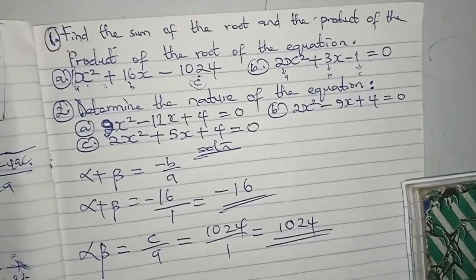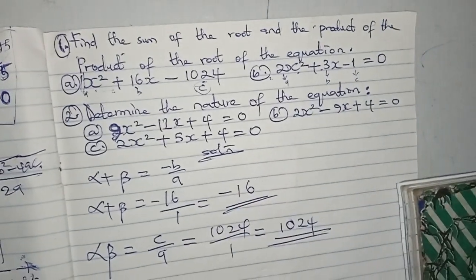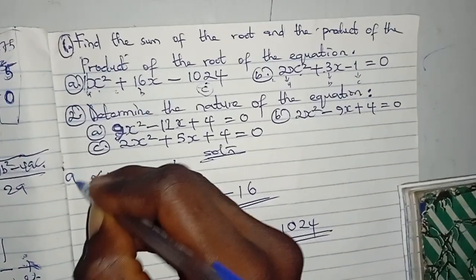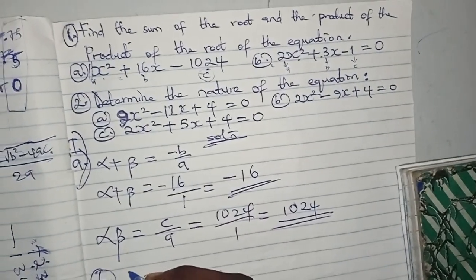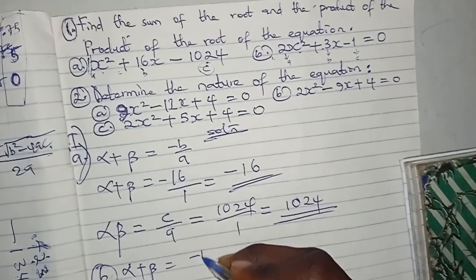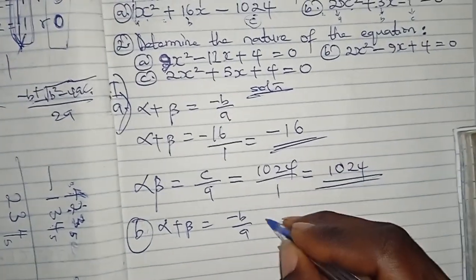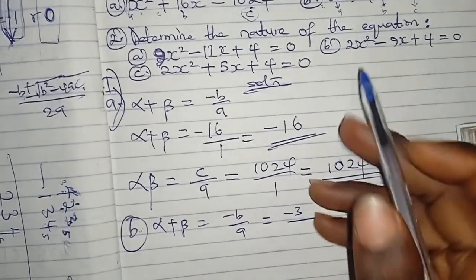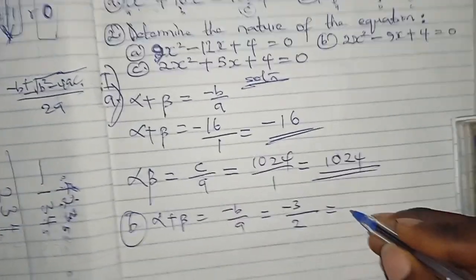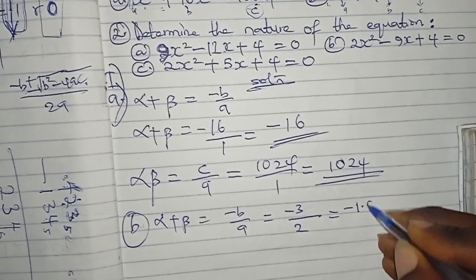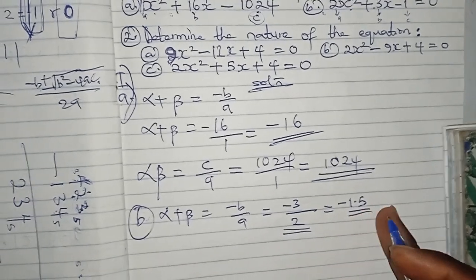2x squared plus 3x minus 1. So for the sum, alpha plus beta is equals to minus b over a. So here this is b, so it's going to be equals to minus 3 over, the coefficient is what we use, over 2. Minus 3 over 2 is the same as saying minus 1.5, but I like leaving my answer in fraction. So you can use this or you can use this.